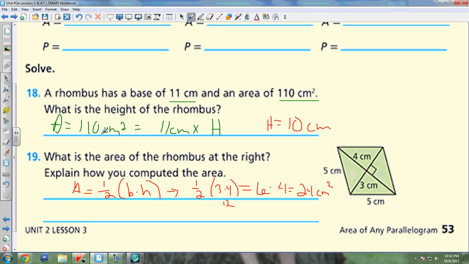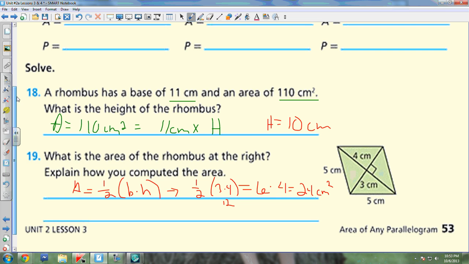So we know the area is 110 centimeters, and we know the base is 11. So we have 11 centimeters times h. And the opposite of multiplication is division, so if you take 11 into 110, you end up with 10. So the height would have to be 10 centimeters.